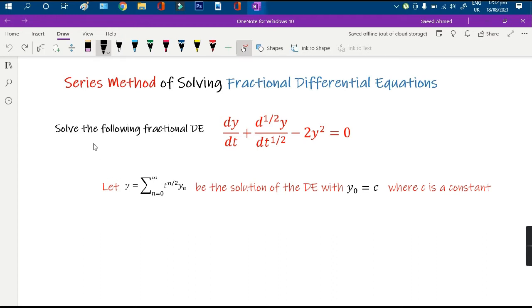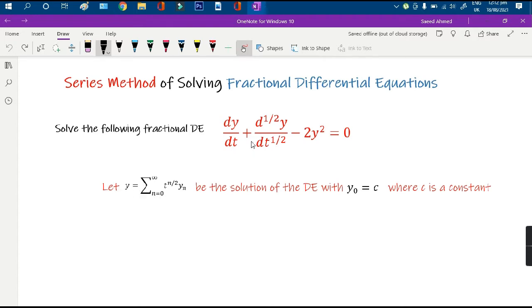I am going to solve this differential equation: dy/dt plus the half derivative of y, d^(1/2)y/dt^(1/2), minus 2y squared equals 0. I am assuming that the solution of this fractional differential equation has the form y equals the infinite series from n equals 0 to infinity of t to the power n/2 times y_n, and that y_0 is equal to some constant c. Taking this assumption, I am going to solve this differential equation.